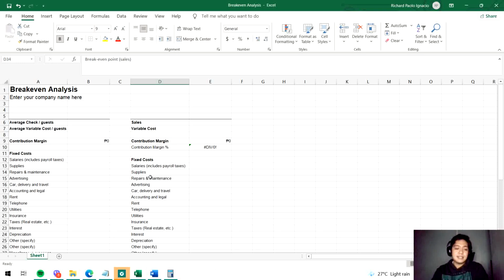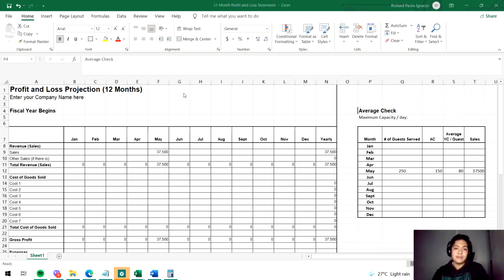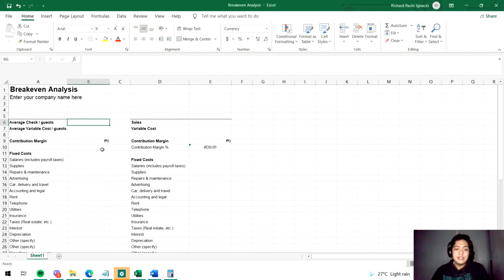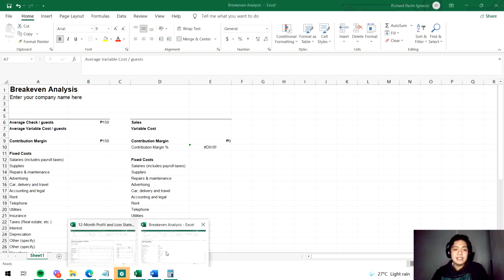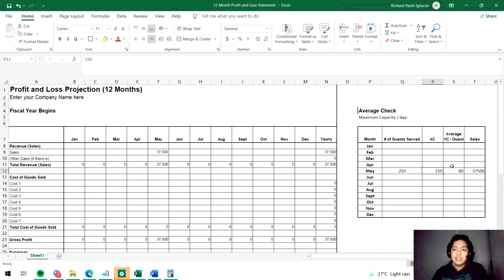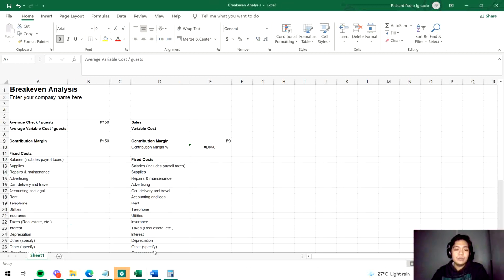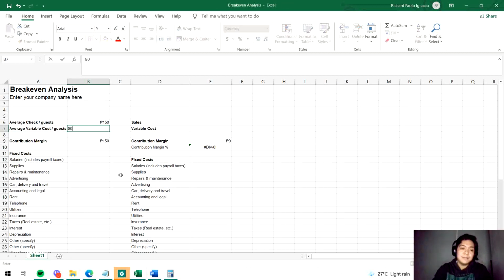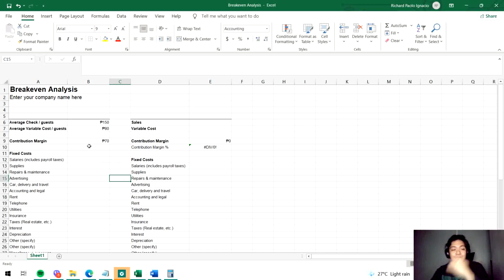Now, let's do this graph. Ayan. Sa graph na ito, nakalagay ang average check natin per guest is 150 pesos. So, ang ilalagay natin dito is 150. Average variable cost per guest, nakalagay sa ating computation, that is 80. So, ilalagay natin dito 80. Napansin nyo, nagbabago tong value na to. This is called contribution margin.